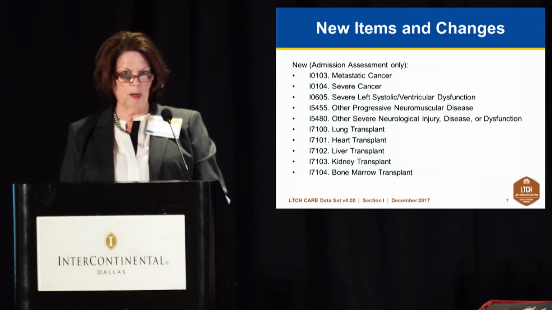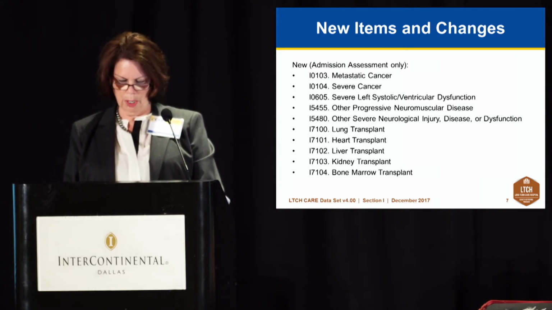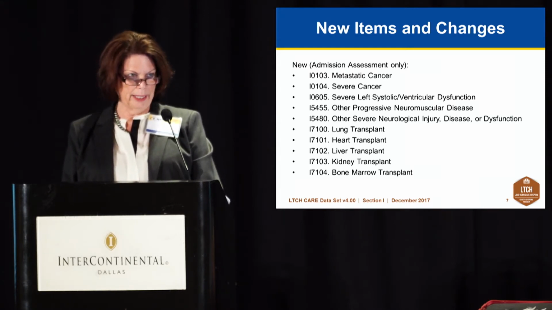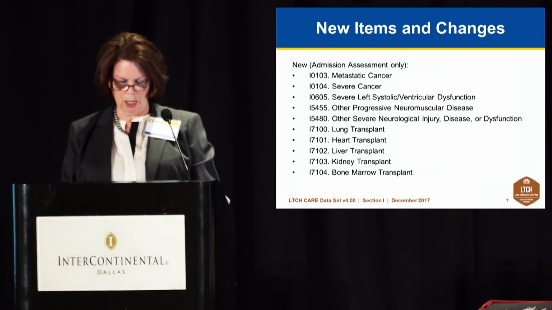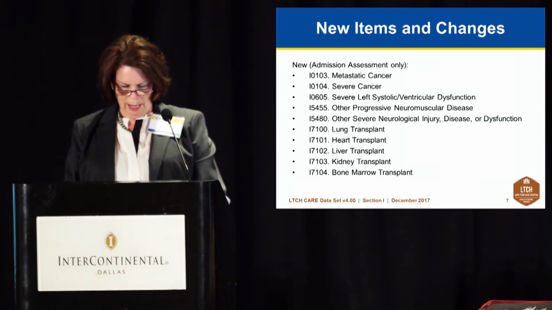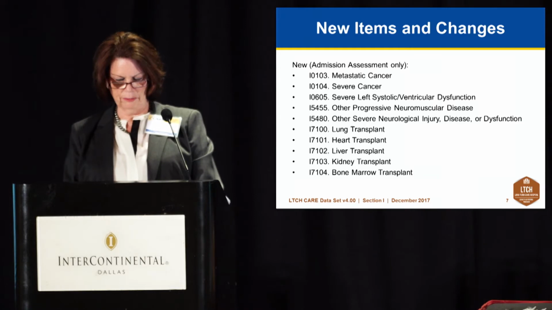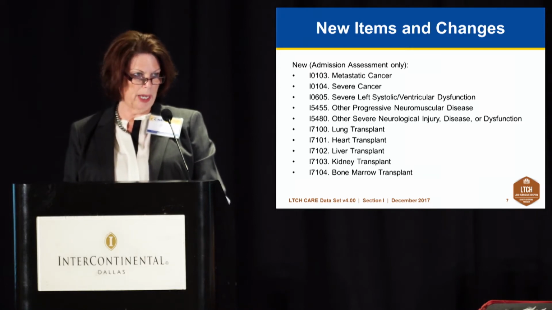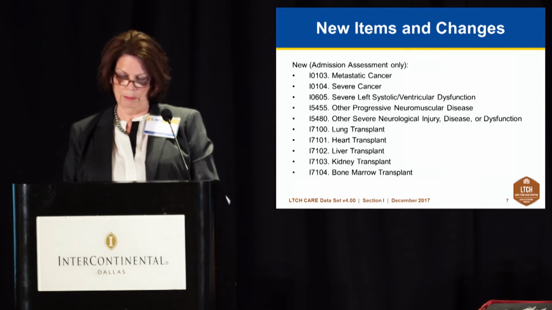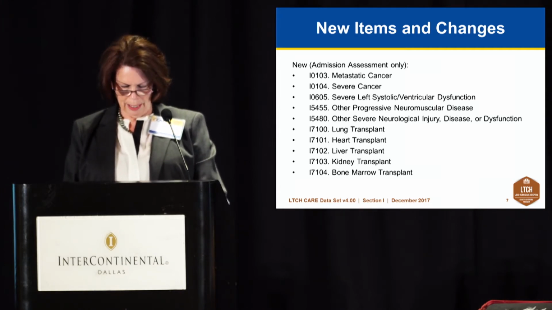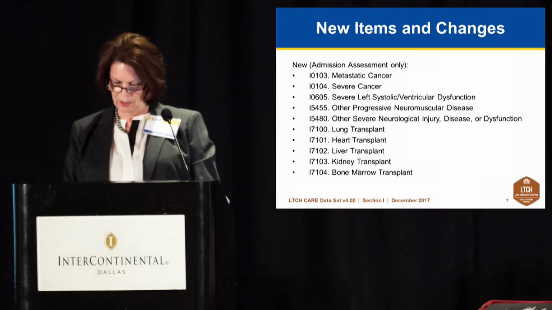As you can see, metastatic cancer and severe cancer are two new items that have been added, and there's a slide coming up that will show you the difference between 3.0 and 4.0. The other thing is that severe left systolic ventricular dysfunction has been added, again associated with the ventilator outcome measure. And also you will see two new neurologic-based risk factors.